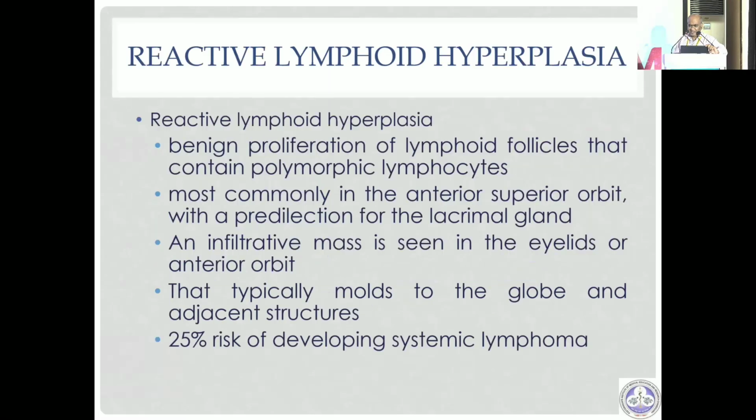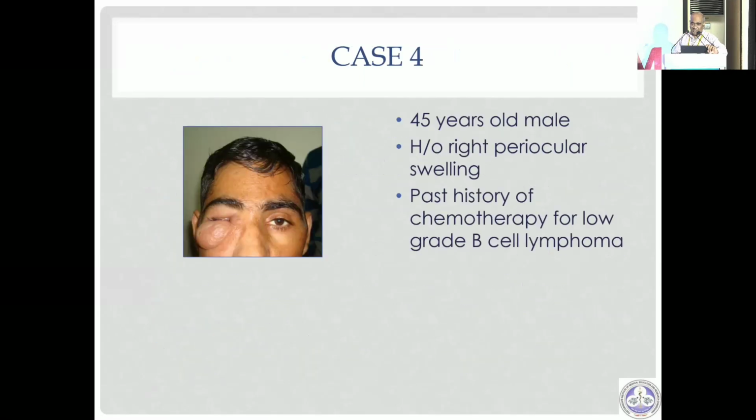Reactive lymphoid hyperplasia is a benign proliferation of lymphoid follicles, and this is in fact a more common presentation of a lymphoproliferative disease in the orbit. But these patients, when followed up, have a 1 in 4 risk of developing a systemic lymphoma. So these patients, if they have been diagnosed as reactive lymphoid hyperplasia, have to be kept on a close follow-up.